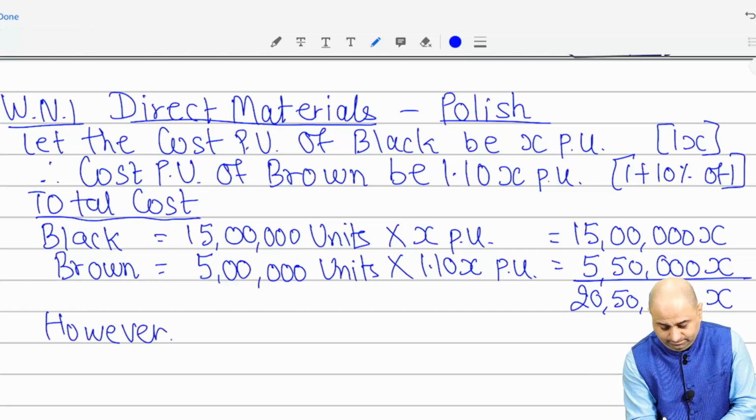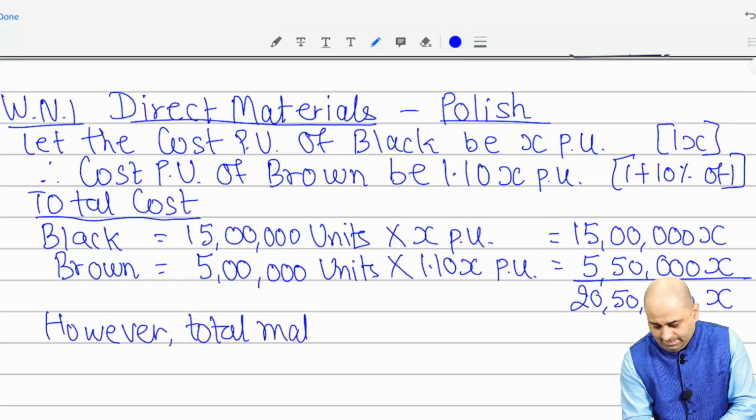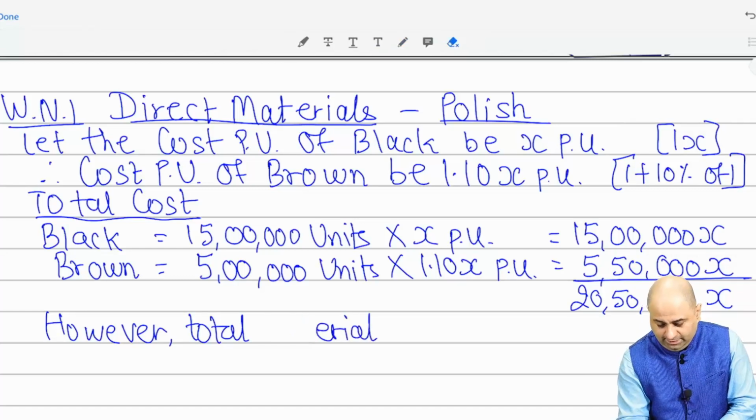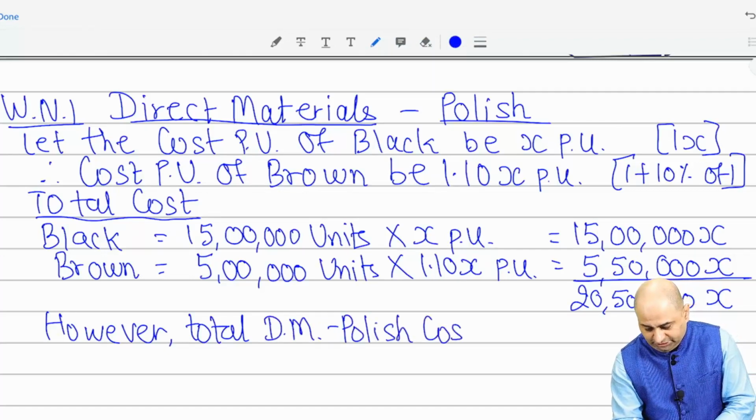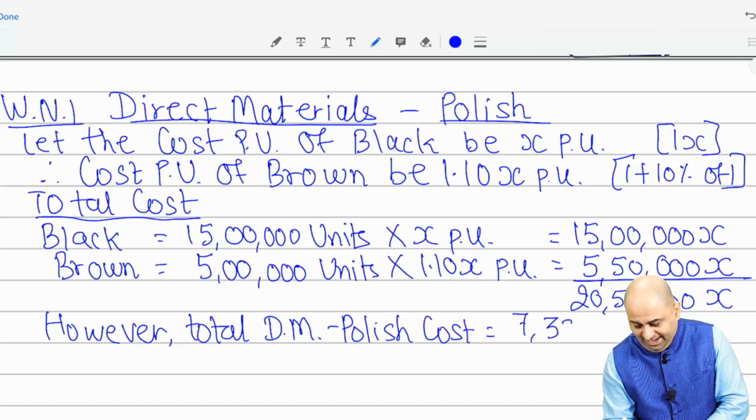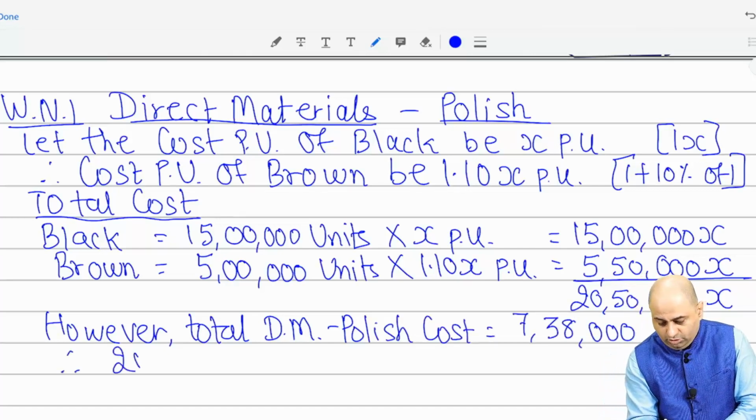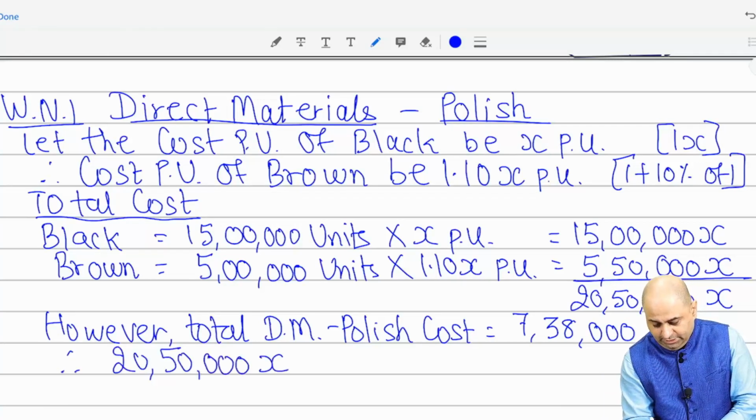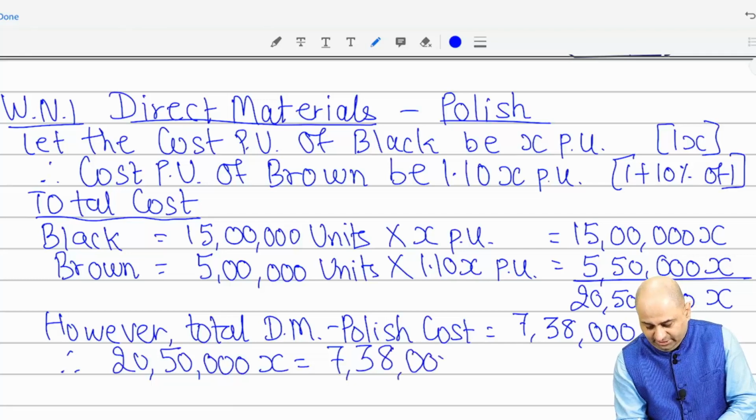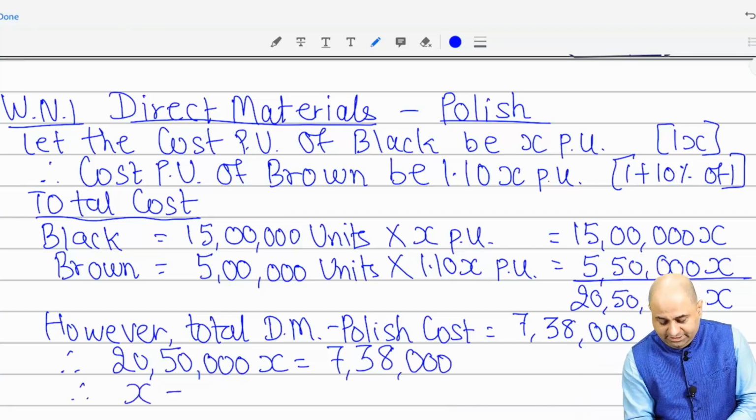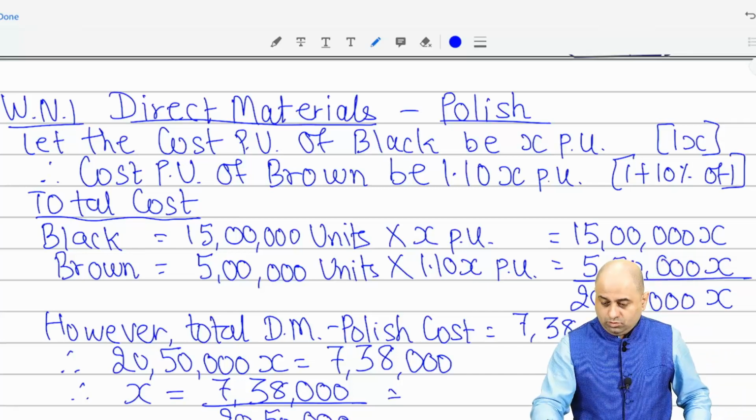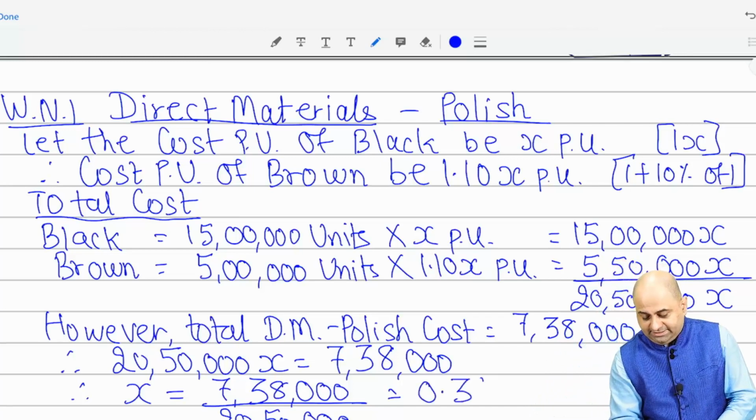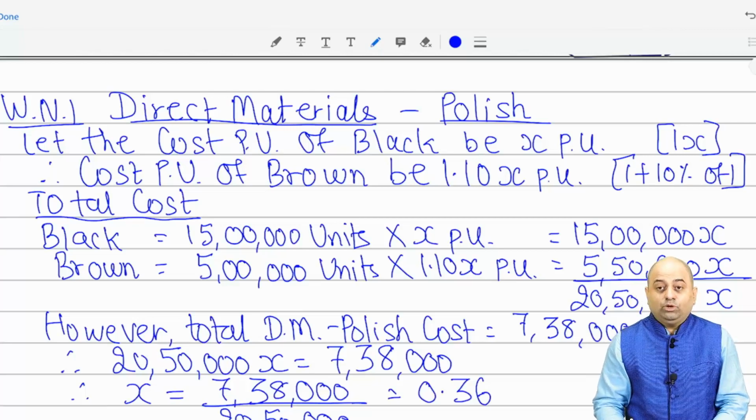However, total direct material cost is equal to 7,38,000. Therefore, 20,50,000 X is equal to 7,38,000. And therefore, X is equal to 7,38,000 divided by 20,50,000, and we get 0.36.